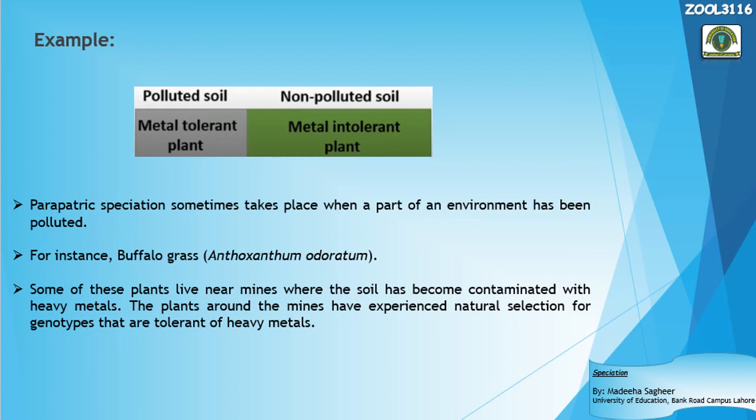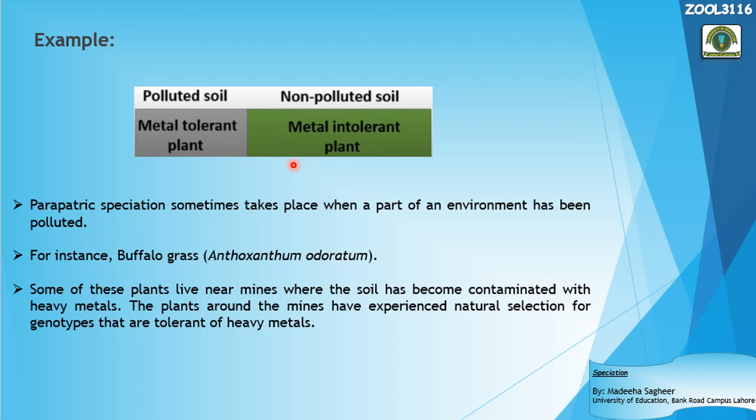Let's take an example of plants. Suppose this is the whole geographical area, full of plants of the same species. But the plants in this gray portion, though they belong to the same species, live where the soil has become polluted with different heavy metals, it could be zinc, it could be lead. So the plants of this portion will ultimately adapt to the polluted soil and become metal tolerant.